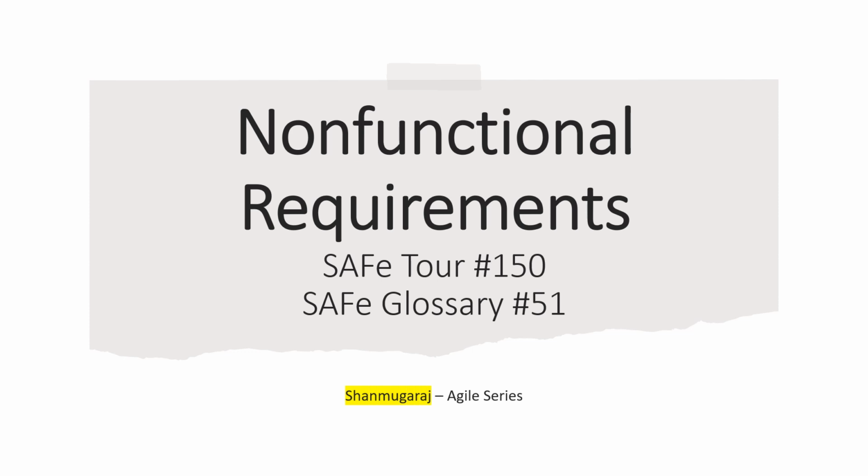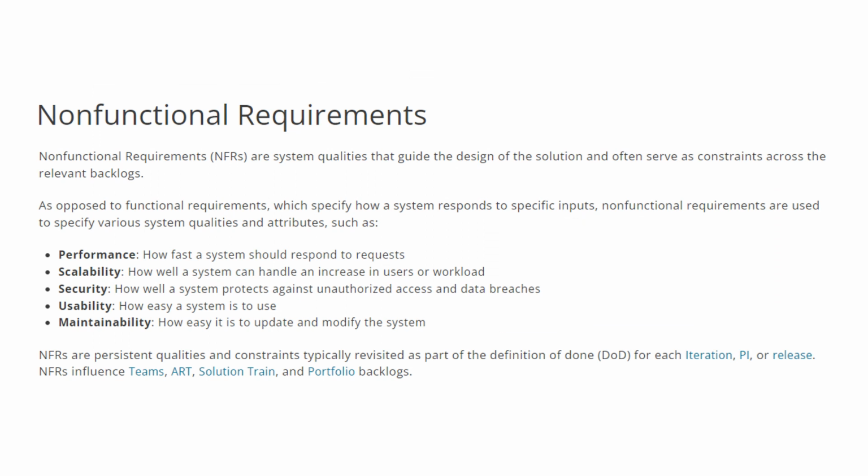Currently, we're discussing topics in SAFe 6.0, particularly glossary items. Today's topic is non-functional requirements. Non-functional requirements, or NFRs, are system qualities that guide the design of the solution and often serve as the constraints across the relevant backlogs. As opposed to functional requirements, which specify how a system responds to specific inputs, non-functional requirements are used to specify various system qualities and attributes, right?